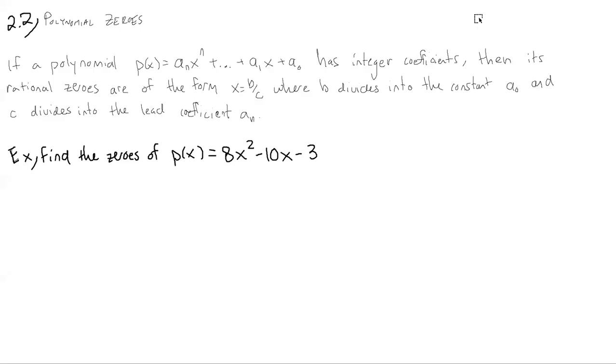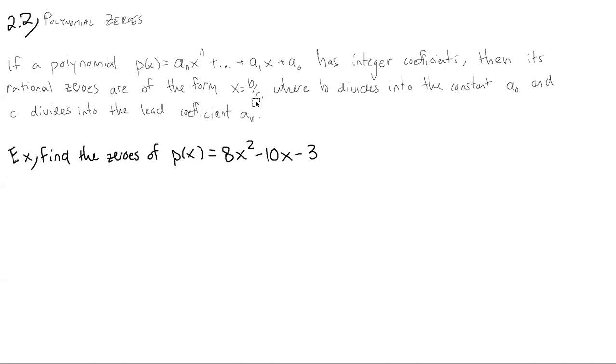So now what we're going to look at is finding the zeros of polynomials whose lead coefficient isn't necessarily 1. So for example, we have some polynomial p of x. It's something x to the n plus something x to the n minus 1, dot, dot, dot, something x plus a constant. So if all of those somethings, all of those coefficients, are integers, then the rational zeros of this polynomial are actually fractions, something like b over c, but they're going to have a really particular form.